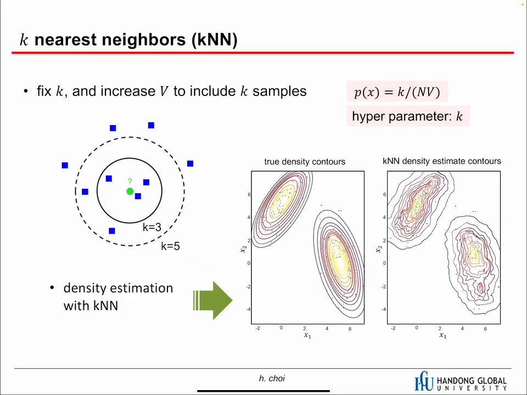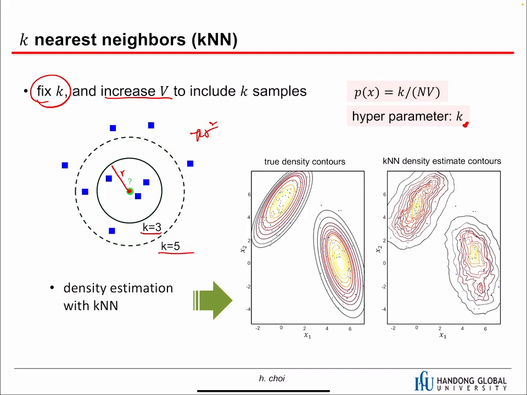And the next one is K nearest neighbors. In this, we fix K, and then we control the volume to include K samples. K is a hyperparameter here. So let's assume that K is 3. Then to estimate the probability at these locations, we have to increase the volume to include 3 samples. So this is our volume. This is the radius, then the volume is pi r squared. This is the volume.